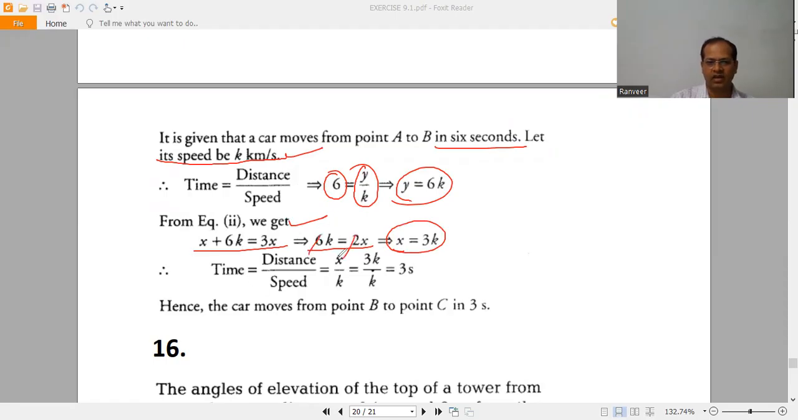So time equals total distance x divided by speed k. So x equals 3k divided by k, that is 3 seconds. The car moves from the point B to C in 3 seconds.